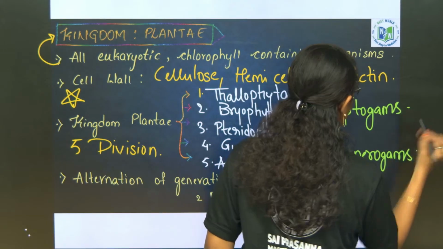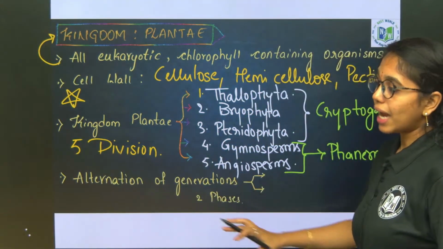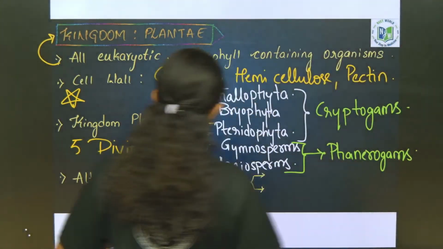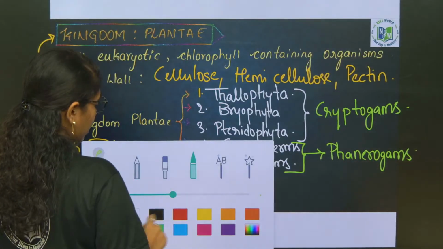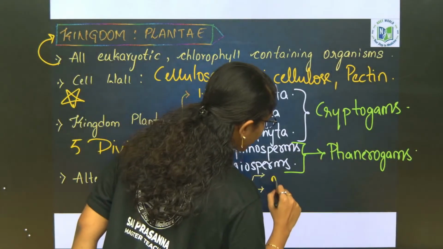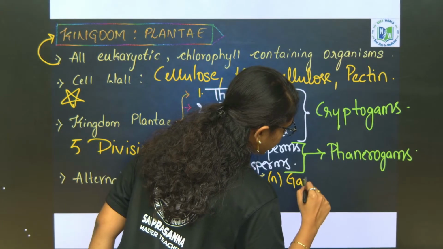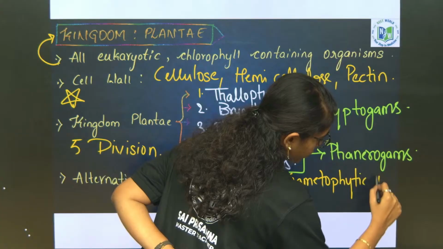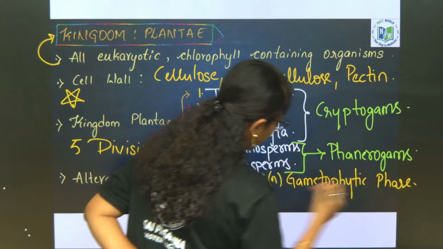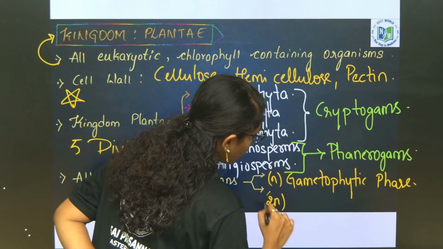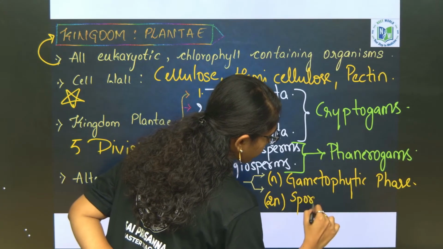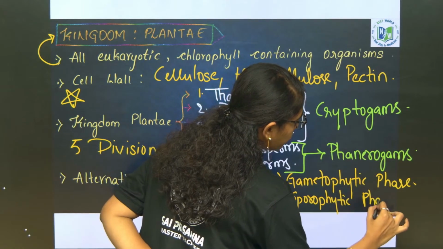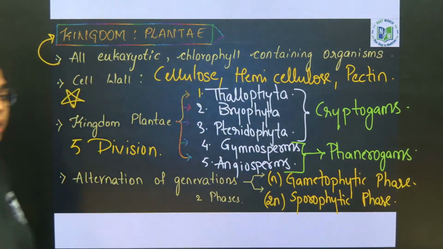Phanerogams. Clear right now? Next, alternation of generations. We have 2 phases in alternation of generations: the haplontic or haploid gametophytic phase, and the diploid sporophytic phase. Clear right ma?